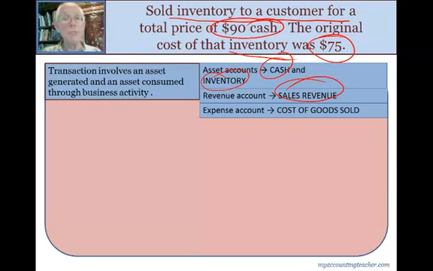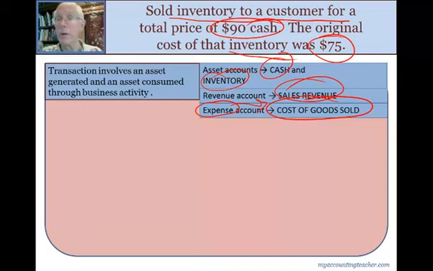And now I got an expense involved too. Expenses are assets consumed in doing business, and the particular name of this asset is cost of goods sold. Cost of goods sold is an expense. And you say, well, I wish the word expense was in the title. Yeah, don't we all wish it, but it's too late. It's already said. It's the cost of goods sold. It's an expense. Cash and inventory are involved, and I've got a revenue and expense involved.